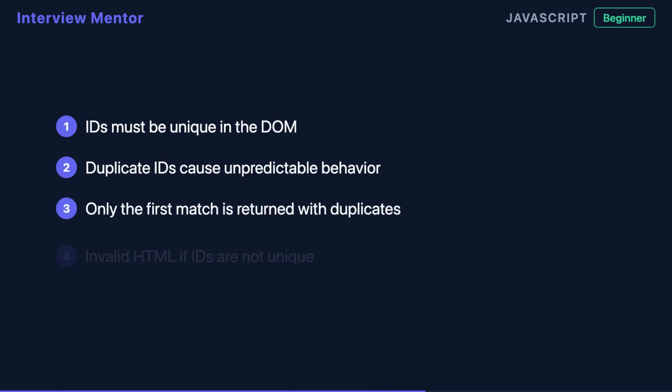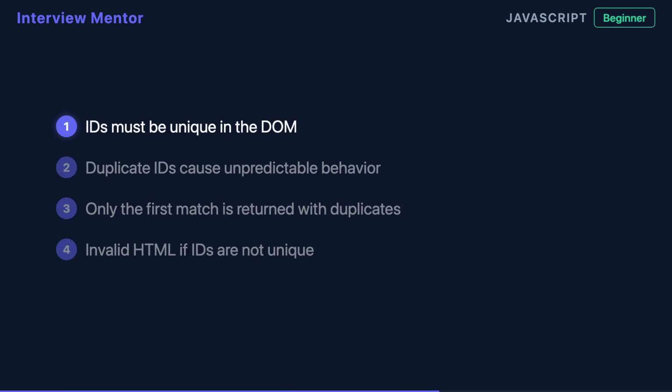Remember, IDs must be unique in the DOM. If you have duplicate IDs, getElementById returns only the first match, and your HTML is technically invalid. This uniqueness rule is crucial for reliable element selection.